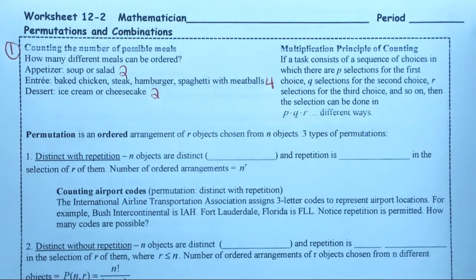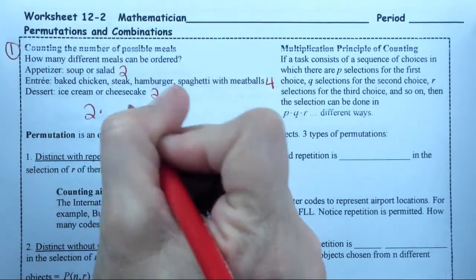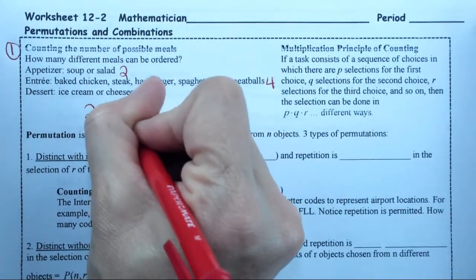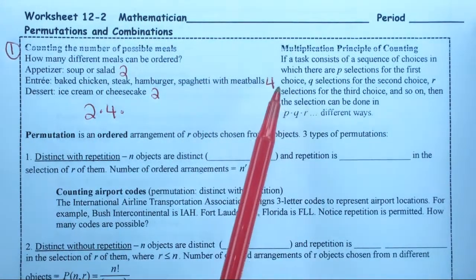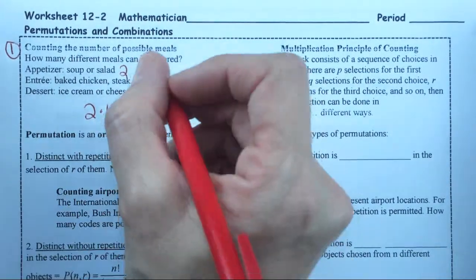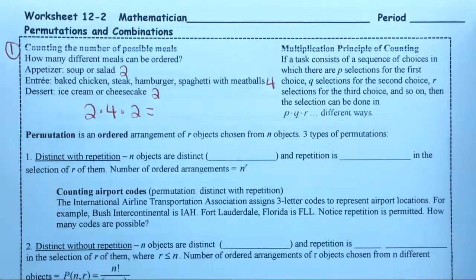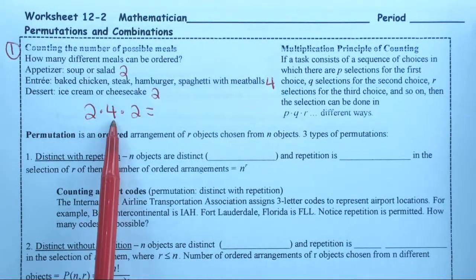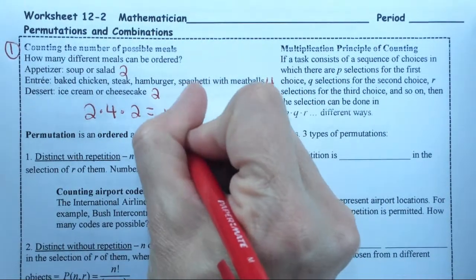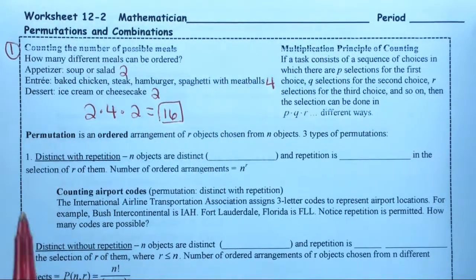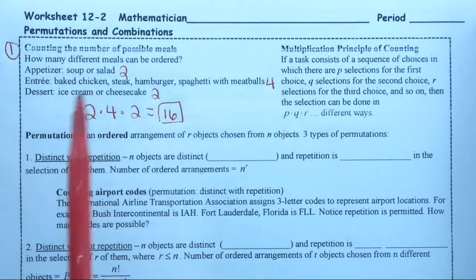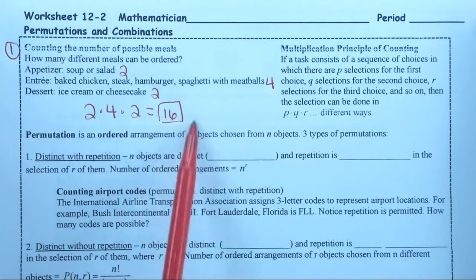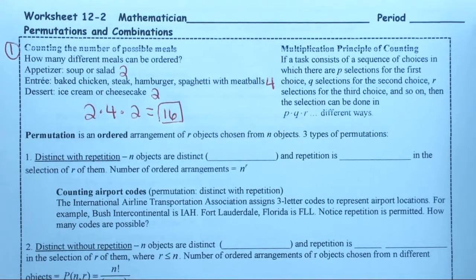Instead of listing every single one of them to find out the number, I could simply take the number of choices I have for appetizers, the number of choices I have for meals, and the number of choices I have for desserts, and simply multiply them. So 2 times 4 is 8, and 8 times 2 is 16. So if there are 2 appetizers, 4 entrees, and 2 desserts, there are 16 possible meals that I could order.